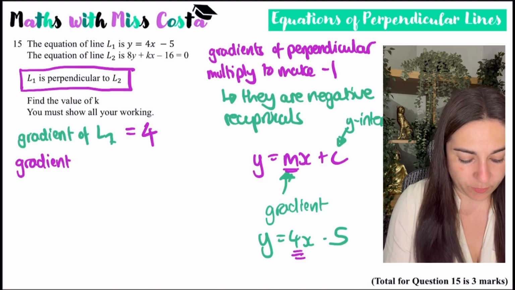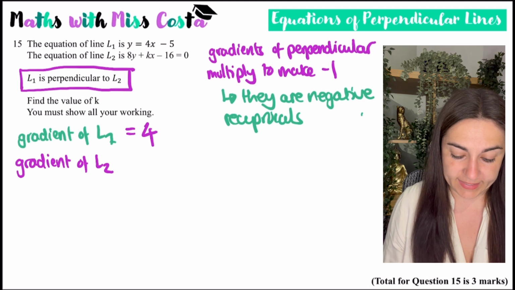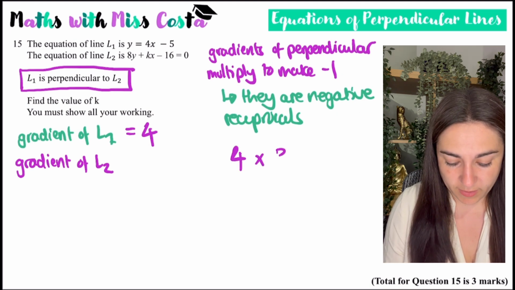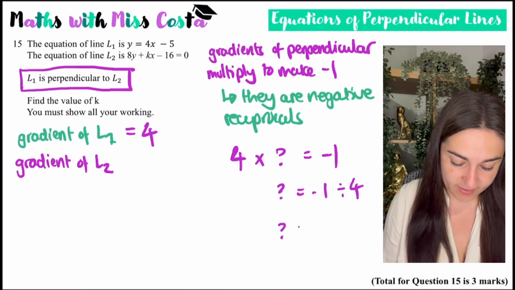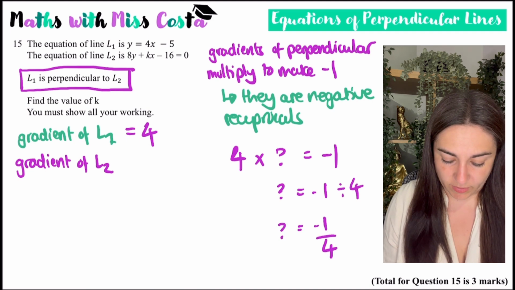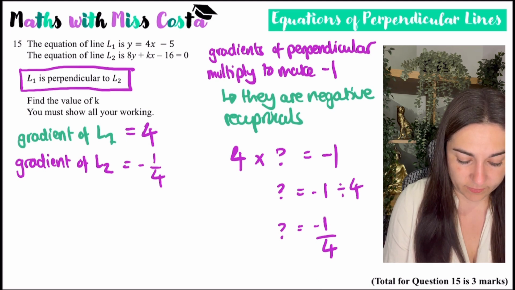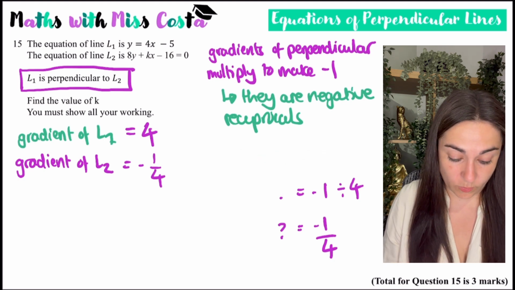Now I can work out what the gradient of line 2 is by using that piece of knowledge that perpendicular lines have gradients that multiply to make -1. So 4 times by something is going to give me -1, which means that something must equal -1 divided by 4. How else can I write that? That something is -1 over 4. And so the gradient would be -1/4.